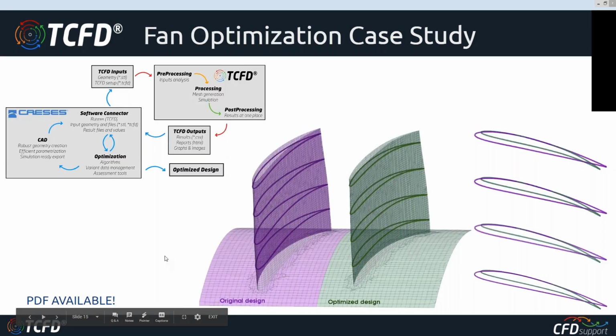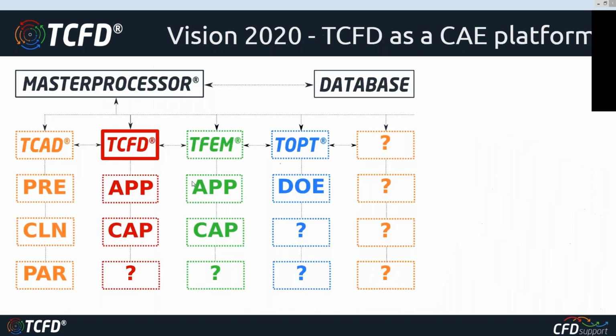Yeah, this is the optimization study we did together with Cases, which is a parametric CAD developed by the German company Friendship Systems. Yeah, and because we have lost some time at the beginning of the webinar, I will go very quickly.